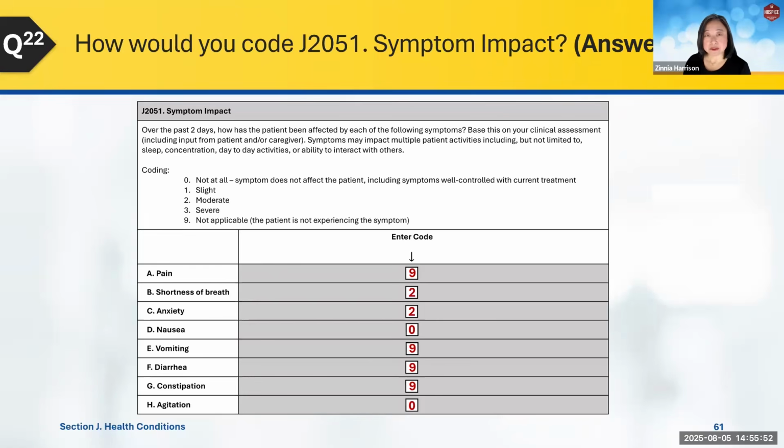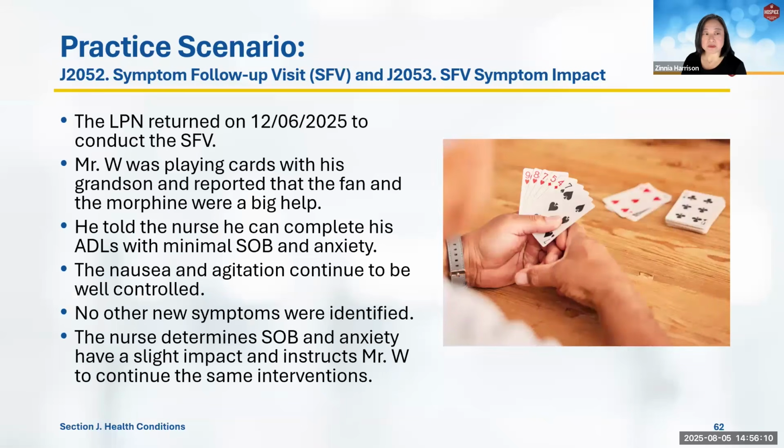As for the remaining symptoms of pain, vomiting, diarrhea, and constipation, Mr. W is not experiencing any of those symptoms and is not receiving medication for any of the symptoms. So they would be coded 9, not applicable. Okay, let's go to the next slide and we'll continue with the scenario.